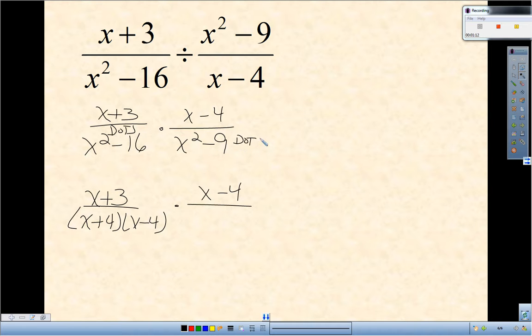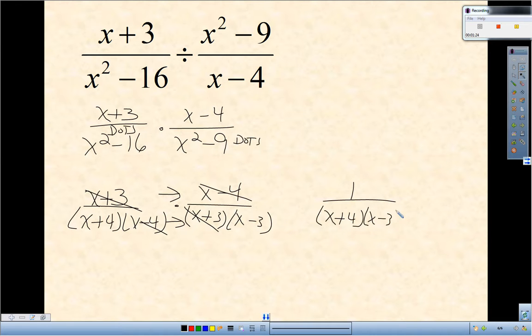And also I can factor the denominator of the second one, because it's a difference of two squares, x plus 3, x minus 3. The x plus 3's cross out, the x minus 4's cross out, multiply straight across. That leaves me 1 over x plus 4 times x minus 3, and that's my answer.